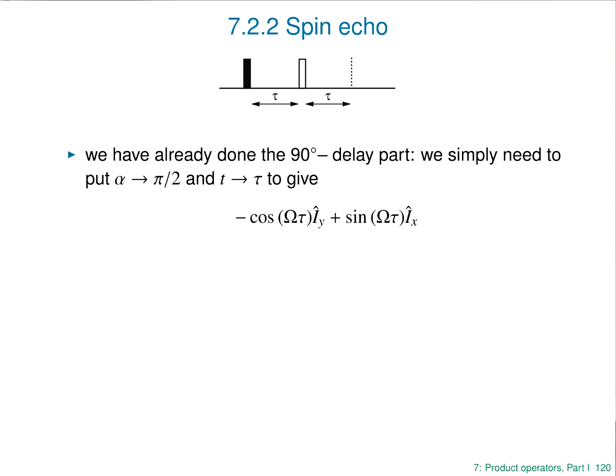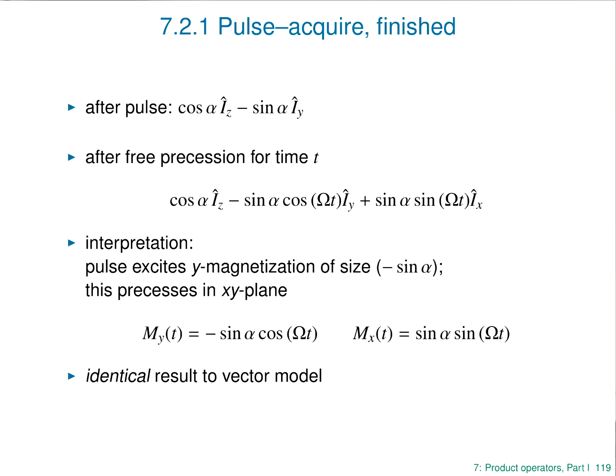Now, in fact, we've already done a lot of the work, because we just worked out what happened if you did an alpha degree pulse followed by a delay t. And now what I want is a 90-degree pulse followed by a delay tau. So all I have to do is put alpha to pi upon 2, and put t to tau, and I will end up with what I want. And so without doing any calculations extra, at the end of the first time tau, I've got minus cos omega tau Iy and plus sine omega tau Ix. And that's just saying that after time tau, the magnetization has rotated through an angle omega tau away from minus y towards x. So that's that part.